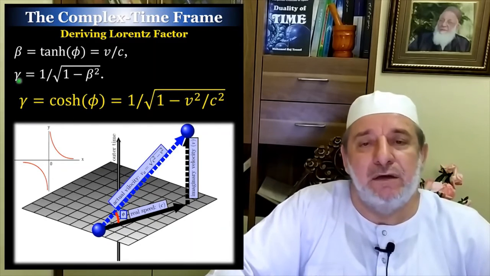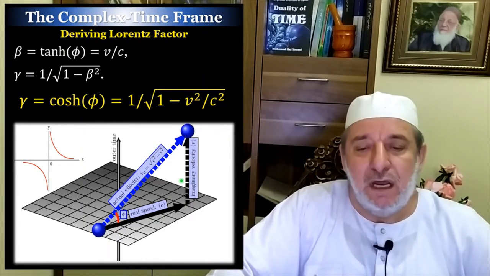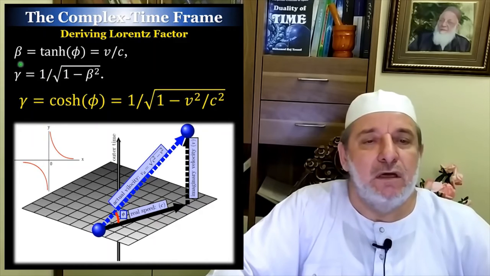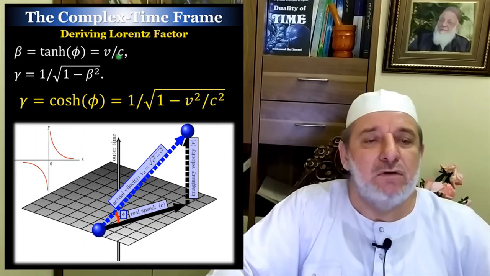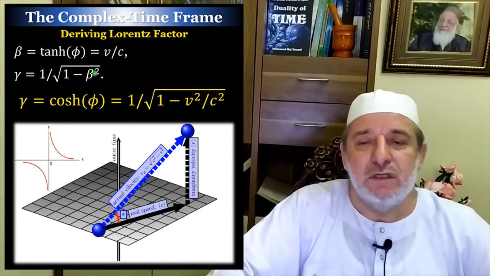And therefore the gamma, which is the Lorentz factor, is cosine of this angle here, which is equal to 1, actually tanh of this angle is v over c, so cosine will be 1 over the square root of 1 minus beta square, which is the same Lorentz factor that is already known to you.